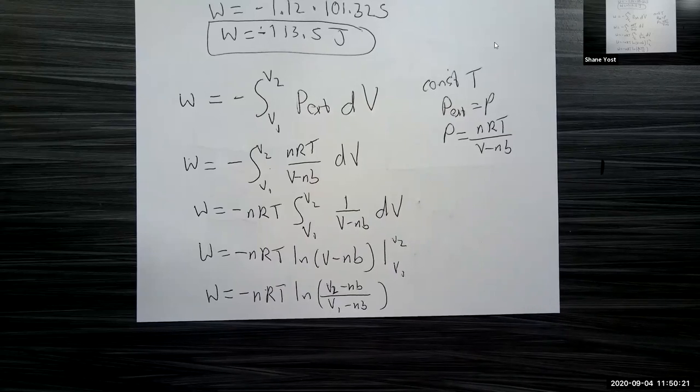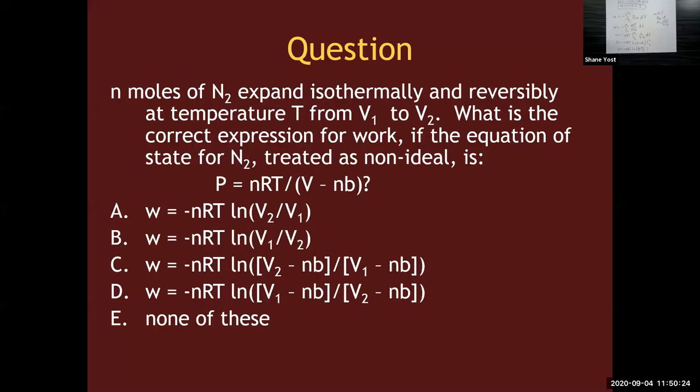All right, so that's the expression for work, which ends up being minus nRT ln of V2 minus nb divided by V1 minus nb. Questions?